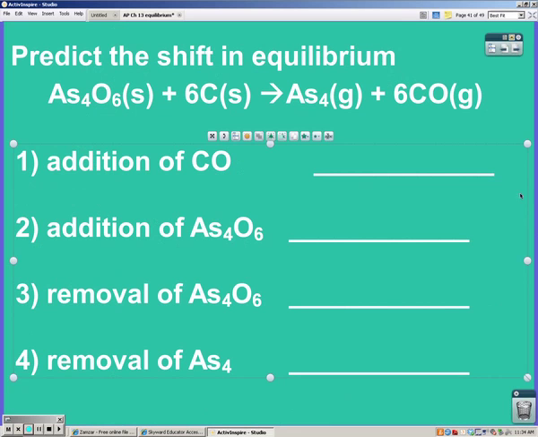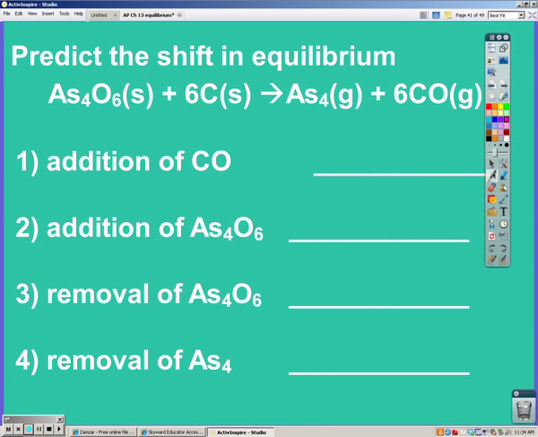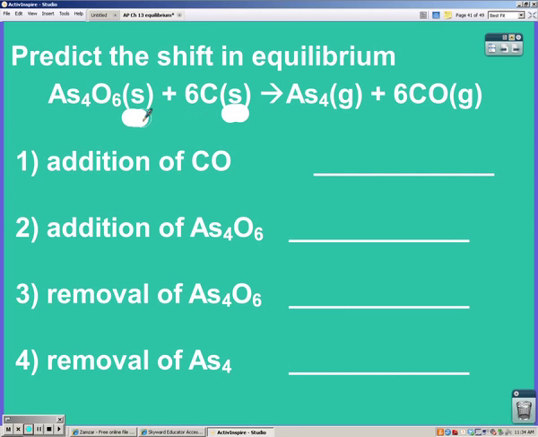So we need to predict the shift in equilibrium of these additions or removals. So we have our equation, and make sure that you pay attention to solids and liquids. The first thing, if it's talking anything about equilibrium, always look for solids and liquids and cross them out. If you don't, you're going to mess up on quizzes, tests, and worksheets.